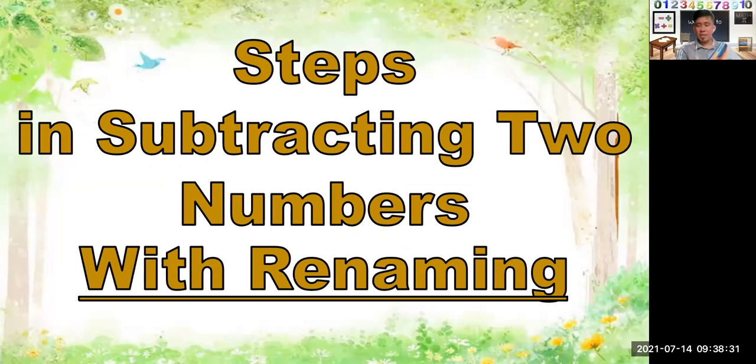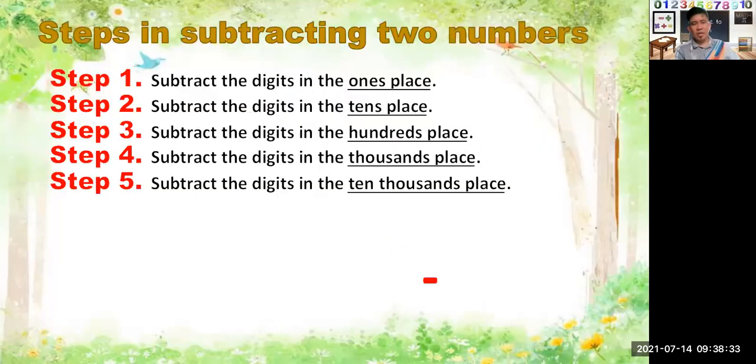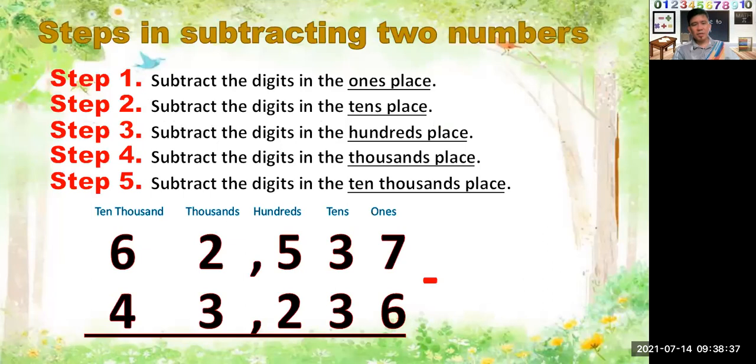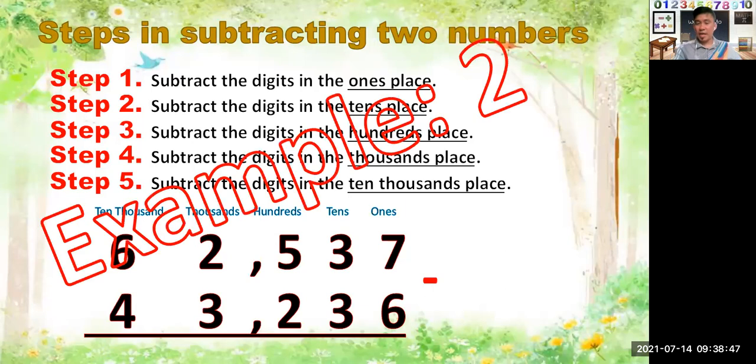Okay, we will rename the numbers. So here are the steps, steps 1 to 5. Let's say, for example, 62,537 minus 43,236. This is example number 2. And after this, we will answer your book.